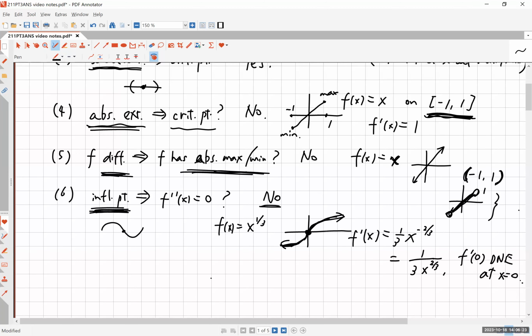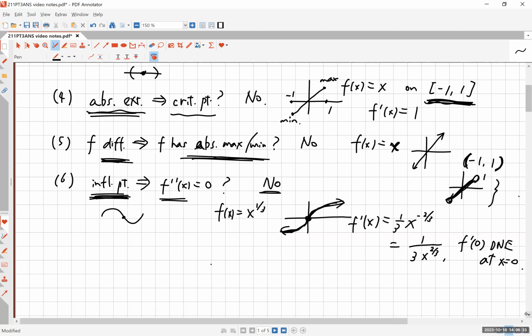All right, so the derivative is not defined, and therefore the second derivative is clearly not defined, but it is an inflection point. Okay, so in many, in fact, most inflection points, you could say that the second derivative is 0, and if it exists, it will be 0, but there is no guarantee that the second derivative exists, not even the first derivative.